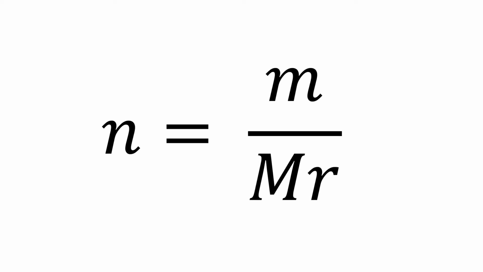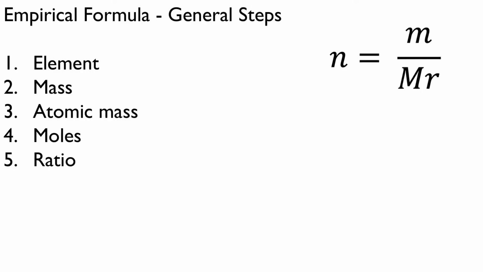Okay, so a quick recap. To calculate moles, we need to do mass divided by relative formula mass. We looked at this in the previous video. So, the general steps for how you calculate empirical formula. First, you need to identify the elements that they're talking about. Use the mass. This can either be the mass in grams or you could use a percentage. You can then write the atomic mass, work out the moles by doing mass divided by relative formula mass, and then you work out the ratio, which you get by dividing by the smallest number of moles.